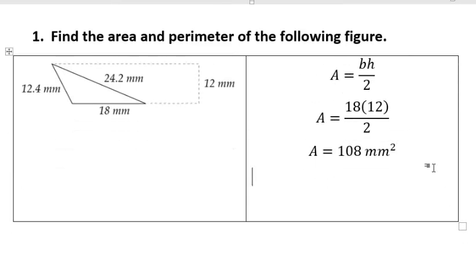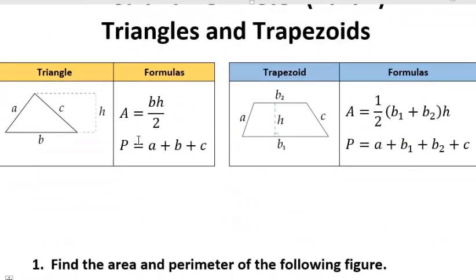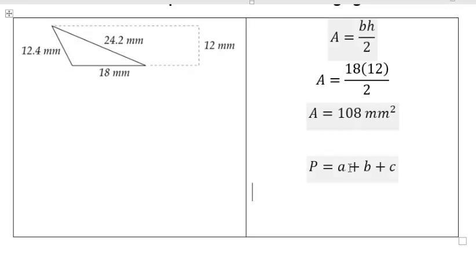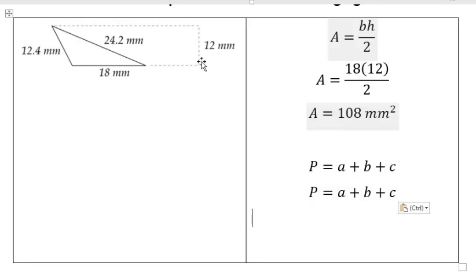Next, I'm going to go with the perimeter. Perimeter is basically adding A plus B plus C, adding the three sides of the triangle. Every time you're trying to find perimeter, you just need to add all of the sides of the figure you're dealing with. In this case, 12 is not a side. You're just going to add these 3, only the sides of the figure. So I'm going to add them. It doesn't matter in which order you put them.